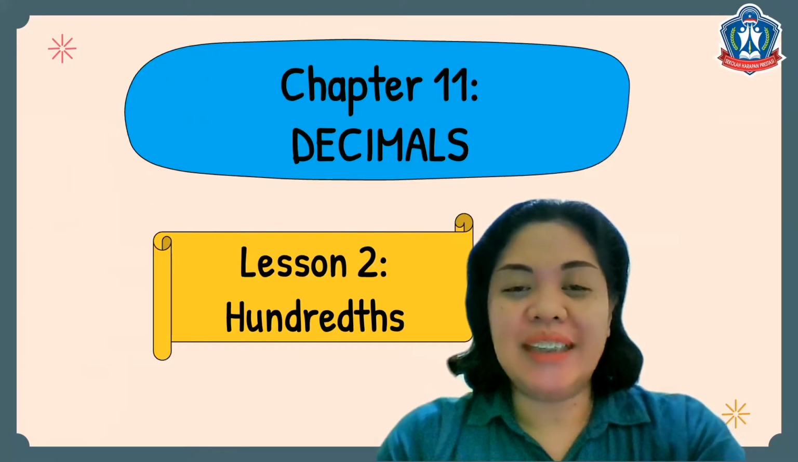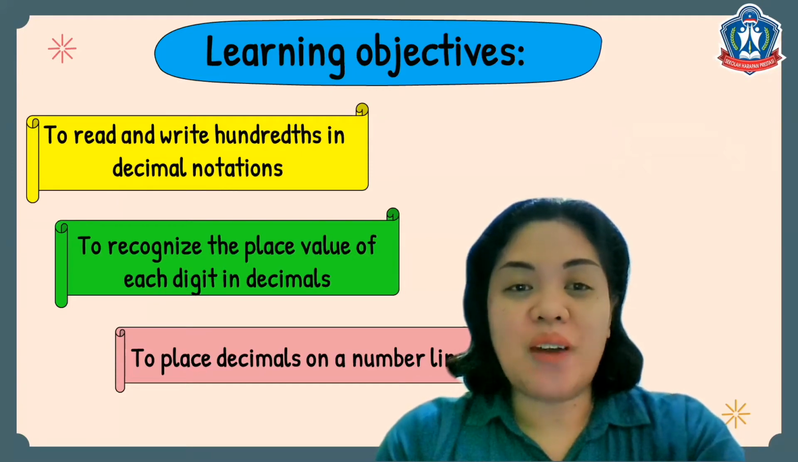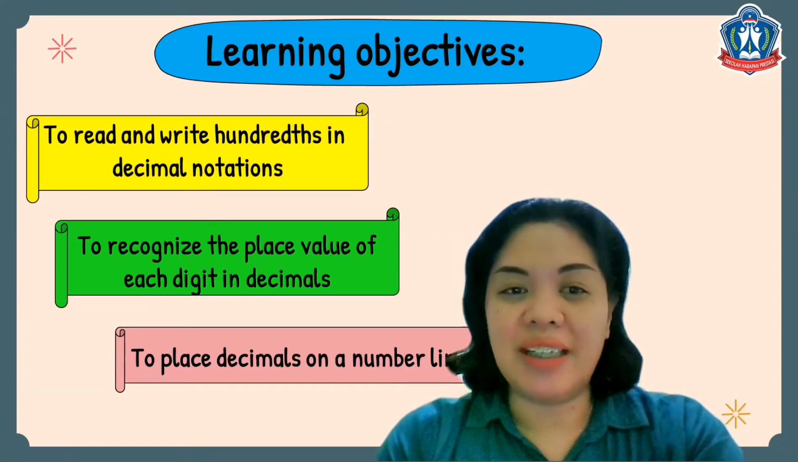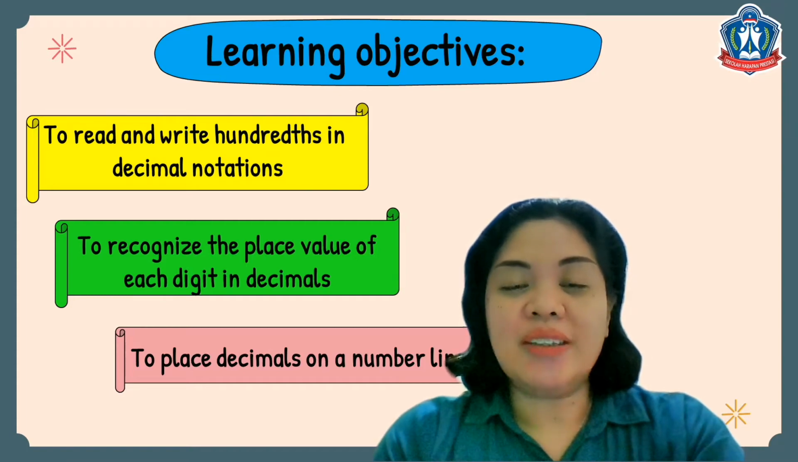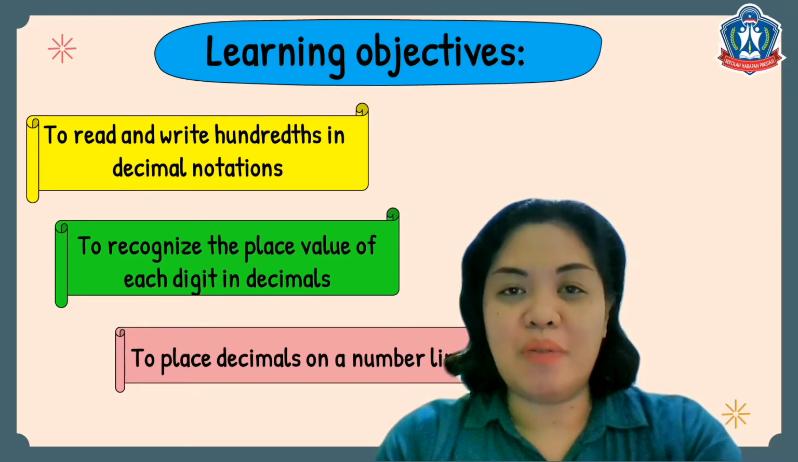This video is the continuation of the first lesson for Chapter 11 about decimals. From the previous video, you learned about Lesson 1, tenths. In this video, you will learn about hundredths. The learning objectives in this lesson are to read and write hundredths in decimal notation, to recognize the place value of each digit in decimals, and also to place decimals on a number line.